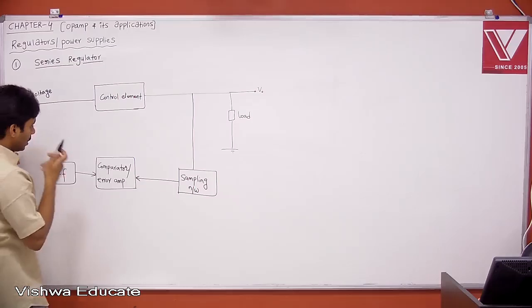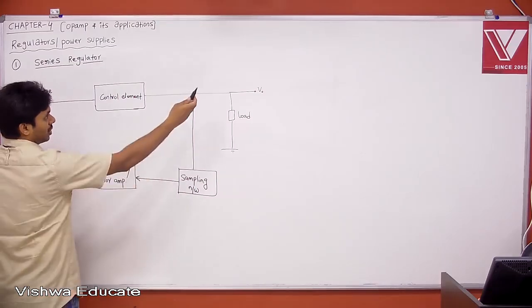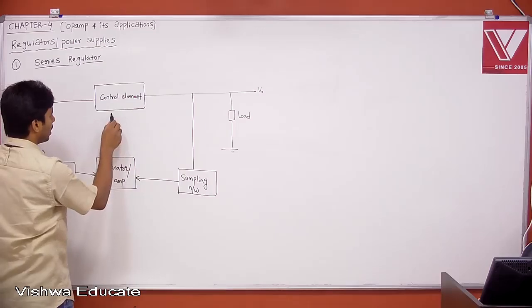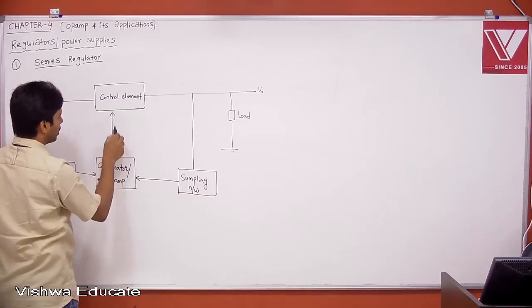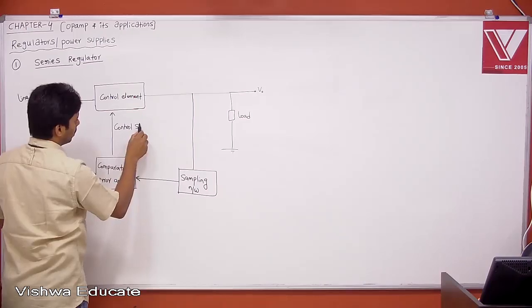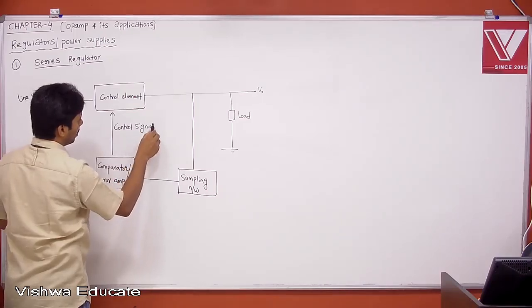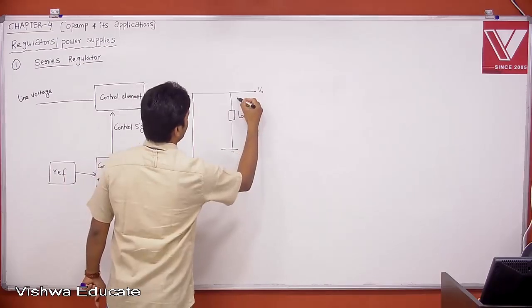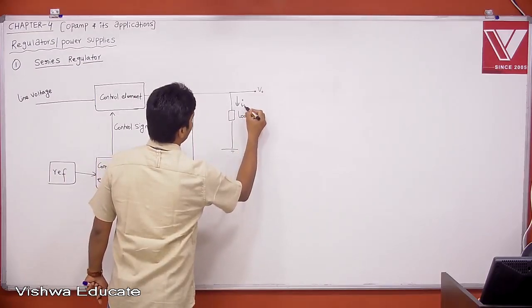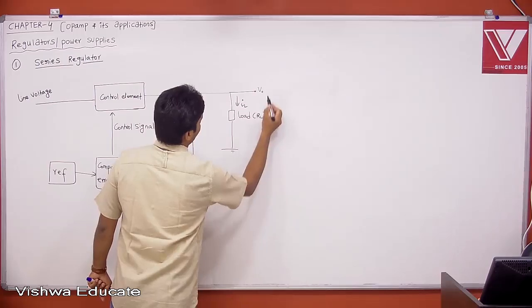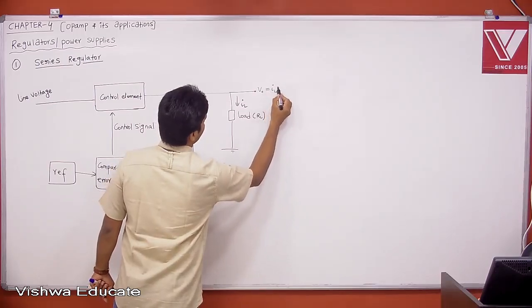Okay. Now this is going to compare. If there is any change in V0, it will be sampled and then compared with the reference. If there is any error, that error will be given to the control element. This is called the control signal or error signal, whatever it may be. Then the control element will control the current flowing through the load. Let us say the current flowing through the load is IL, and this is RL. Then your V0 is equal to IL into RL.